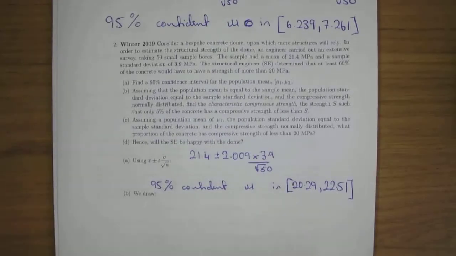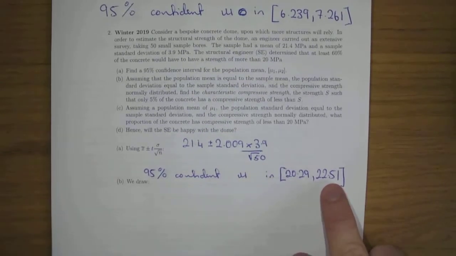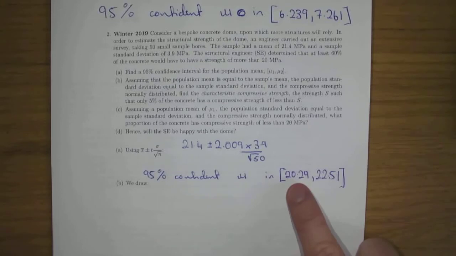So we're saying that the average strength of the concrete across the entire dome, if the sample bores have been taken at random, is between these two numbers. Okay. This is kind of an upper estimate of how strong it is, so that's quite optimistic. More conservative is more like 20.29.